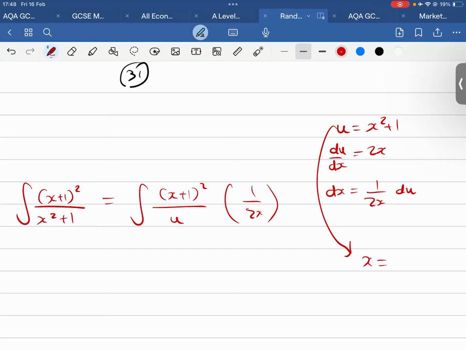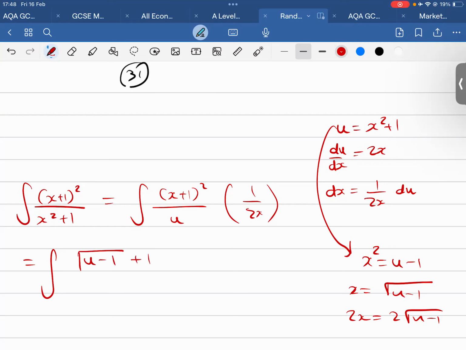So x squared equals u minus 1. x equals root u minus 1. So we have those, so let's try it. It might not work, okay? So we've got square root u minus 1 plus 1 squared over u times 1 over 2 root u minus 1.